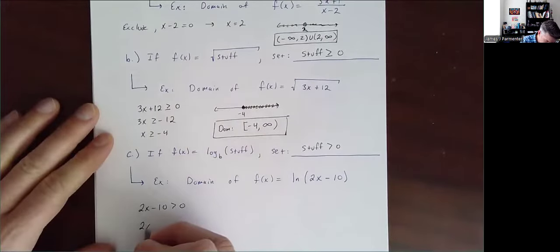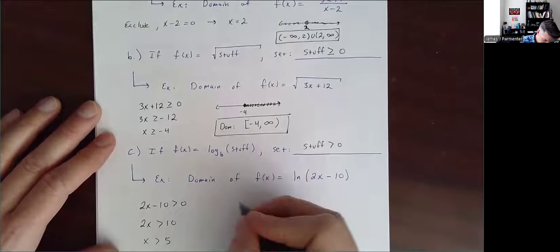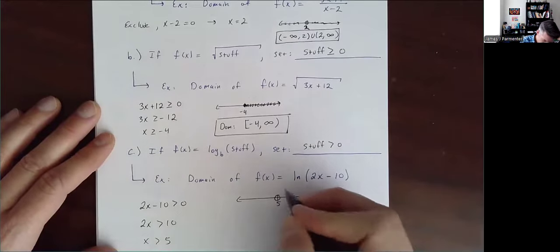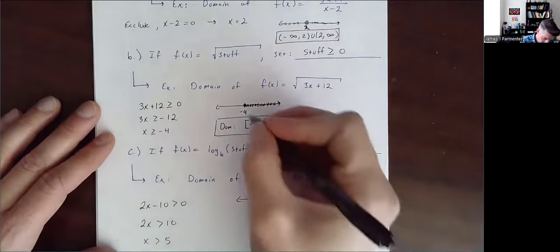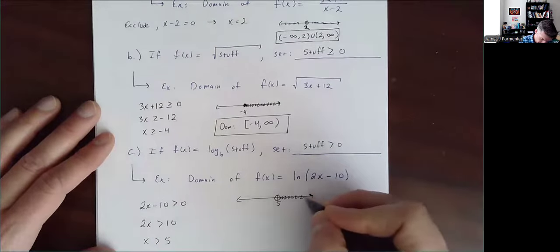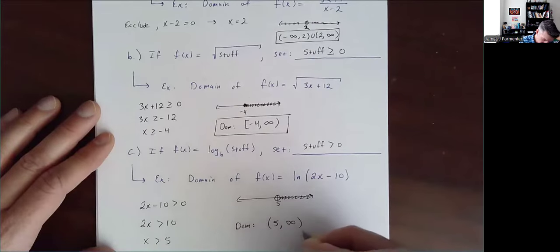And then same kind of deal. Add 10 to both sides, divide both sides by 2. You get x is bigger than 5. So again, not necessary to draw the number line here, but I want to exclude 5. We use an open circle to exclude, a closed circle to include. And then I want everything to the right of 5 because I want x to be bigger than 5. So here my domain would be everything from 5 exclusive to infinity.